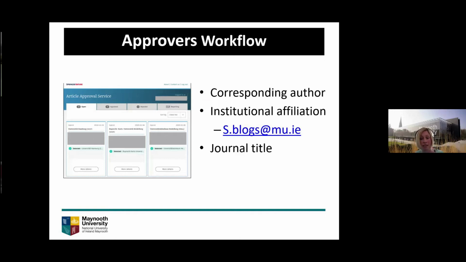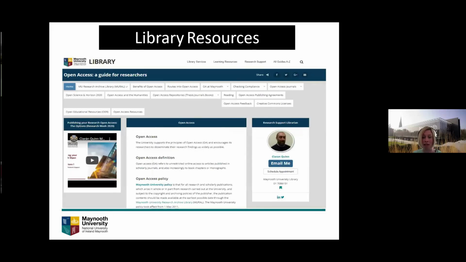So it really is very obvious how to go through these processes with most of the publishers. Each deal is different, and in addition to the publisher's website, you can find out all you need to know about making your research available open access through the library's open access LibGuides. And I know Kieran probably went through this as well. You can find details here about all of the agreements that we have, things like the Creative Commons licenses, and lots of other information about open access publishing more generally.